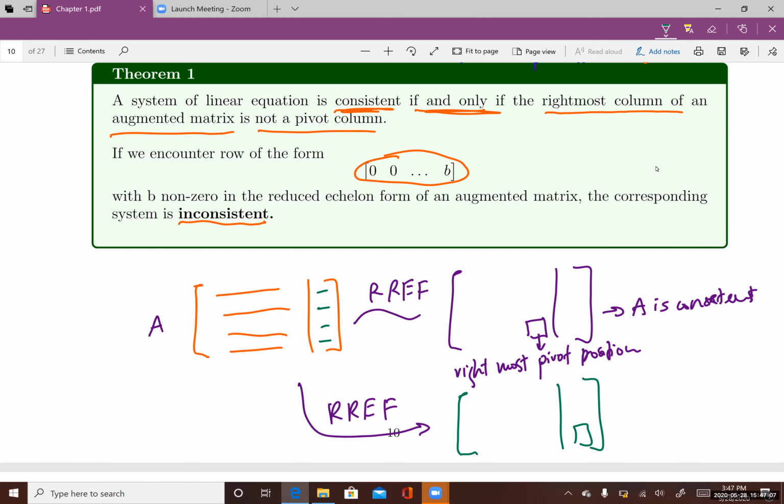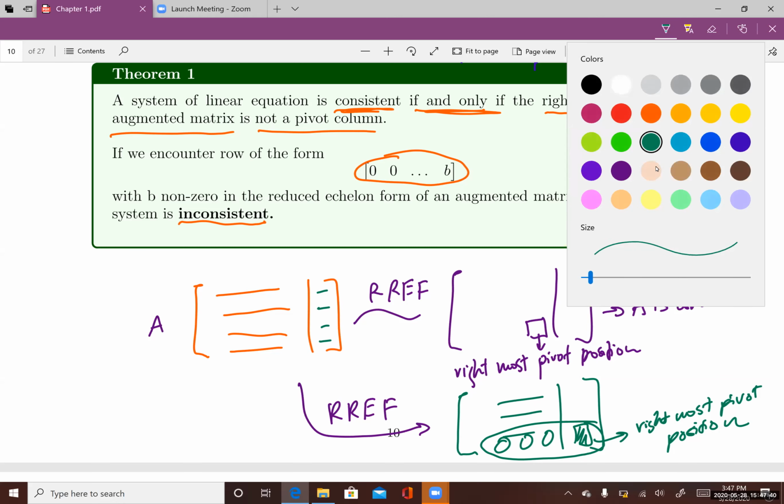But in another case, if the reduced row echelon form of A is in this form right here, where the rightmost pivot position is in the constant column, this is the rightmost pivot position, then you have 0, 0, 0 here as the form of the last row, and you see that this is the rightmost pivot position, and this system A is inconsistent.